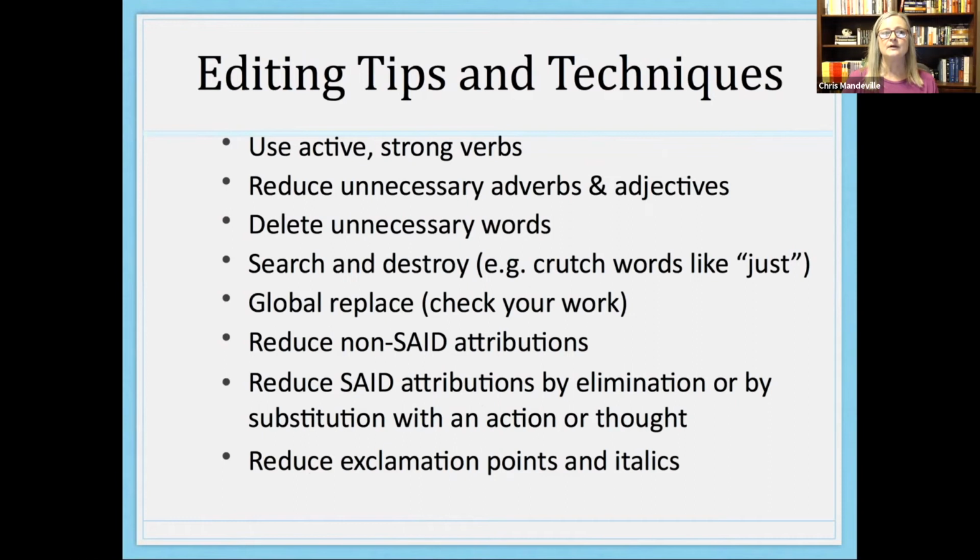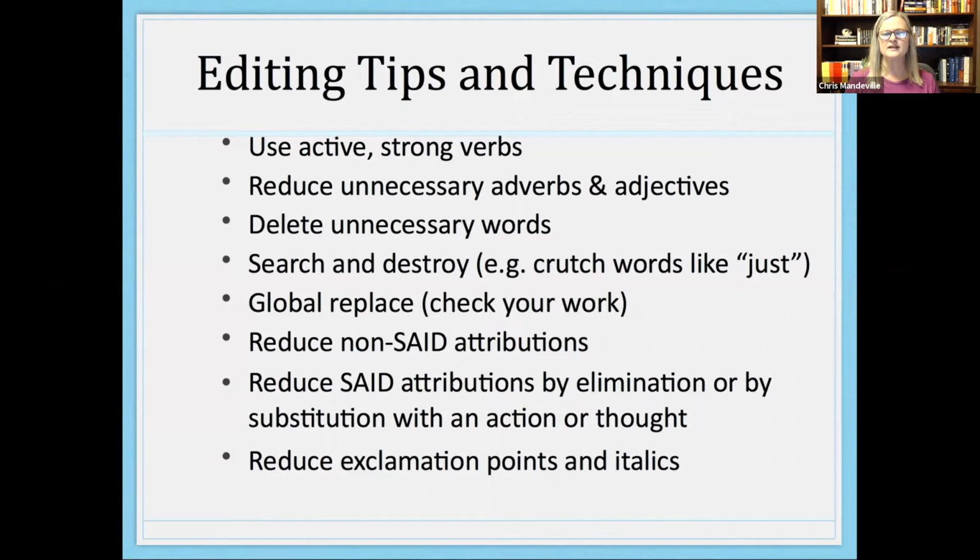So when you're editing, try to choose active verbs, not passive. Use strong verbs, like instead of saying she ate it, you could say she scarfed it down. Scarf is a much more evocative and strong verb than eat. Reduce your use of adjectives and adverbs as much as you can without ruining your style. Be ruthless in this editing stage at cutting unnecessary words.